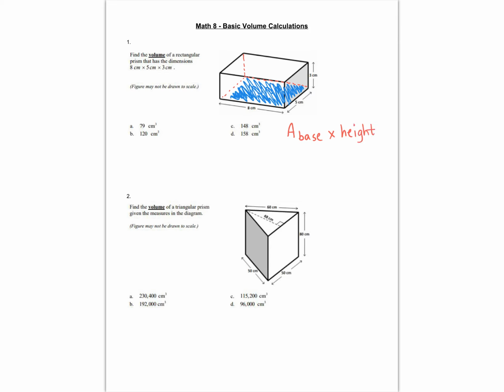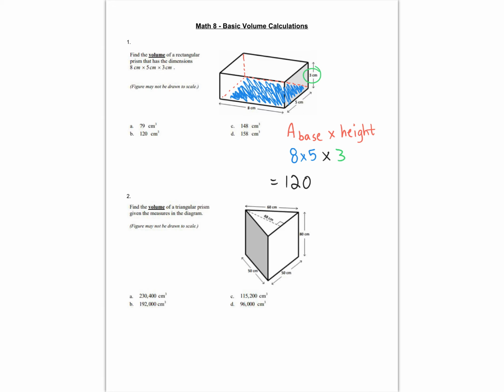Okay, so basically we've got this rectangle, which is 8 times 5, and then I'm going to multiply it by the height, which is 3. Okay, so that's all we do. That's it. So 8 times 5 is 40, times 3 is 120.